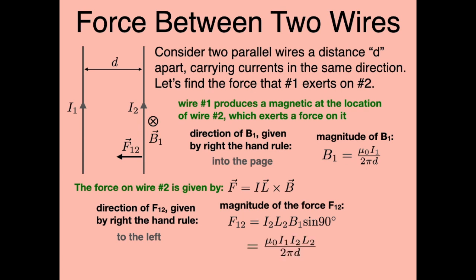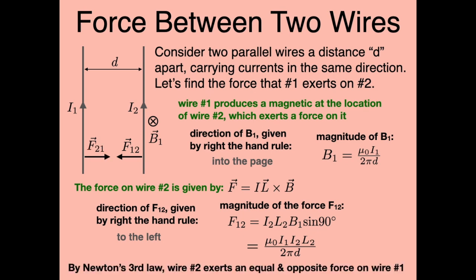Okay, now the next thing I'm going to do here is just plug in B1 and then set sine of 90 degrees to 1 because that's what that is. So when we plug in B1, we're going to have a number of things on top. We're going to have mu naught times I1 times I2 times L2. On the bottom, we're going to have 2 pi d. So again, that's just what we get by subbing in B1 and finding the force.